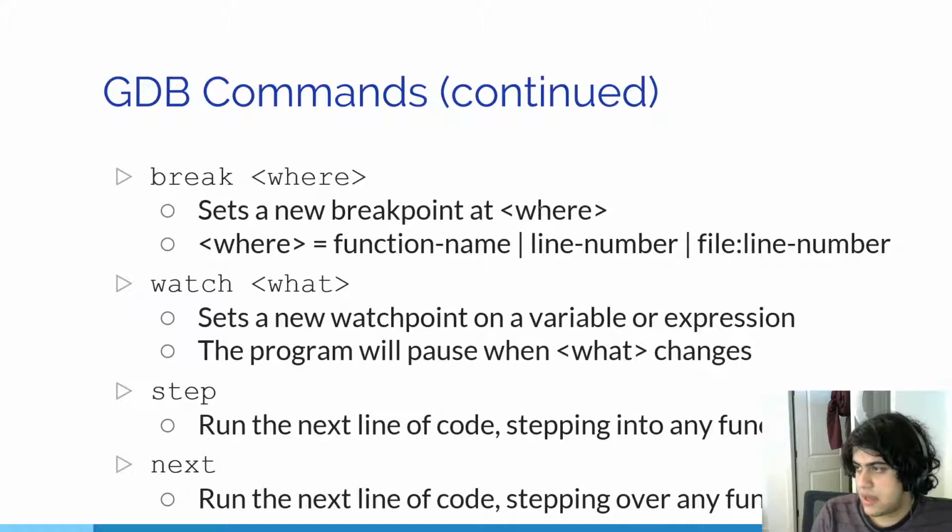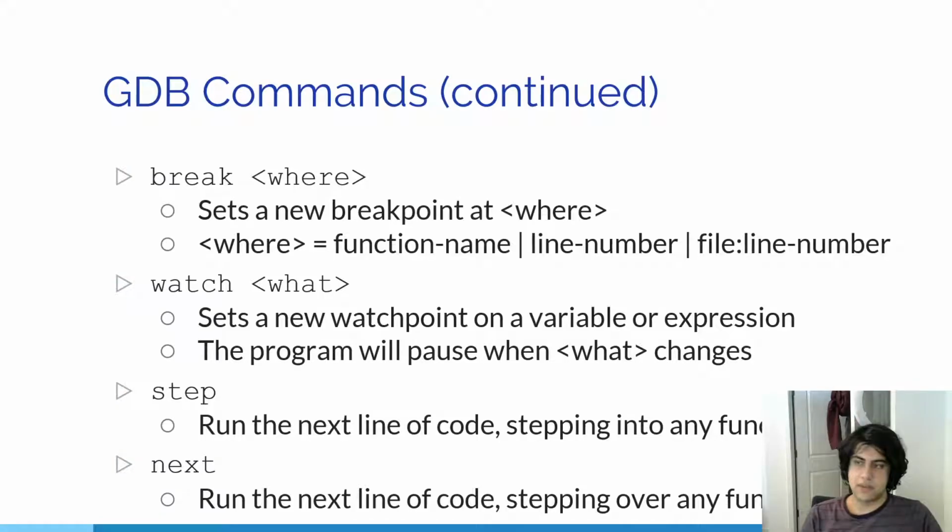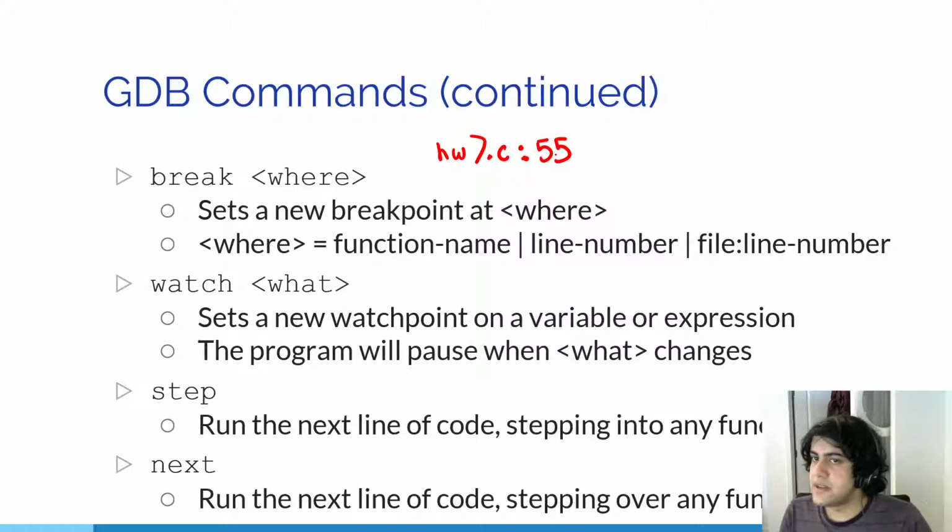Next is break, and that's going to set a new breakpoint. This looks very similar to breakpoints in Complex. What we can do is run the program until we hit the breakpoint, and then at that point it will be stopped, and we can run other commands that might be helpful. The location can be a function name, so that would be as soon as you enter the function at the very top. It can also be a line number or a file followed by a line number. If you have multiple files, it might be useful to do something like homework7.c:55, and that's going to tell GDB to stop at line 55 of homework7.c.